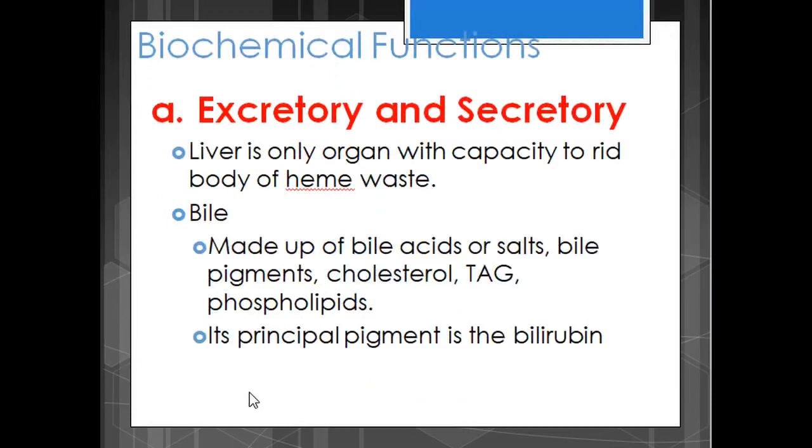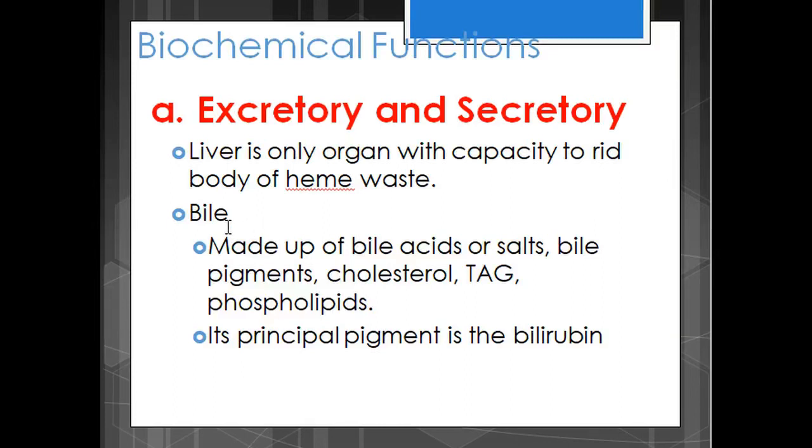Okay, so we go to the first biochemical function, the excretory and secretory function of the liver. Take note that the liver is the only organ with the capacity to rid the body of the heme waste. This heme waste is actually from the red blood cells. Take note that red blood cells are made up of hemoglobin. This hemoglobin is broken down into heme and the globin chain, as well as iron.